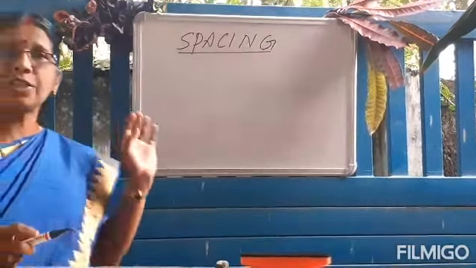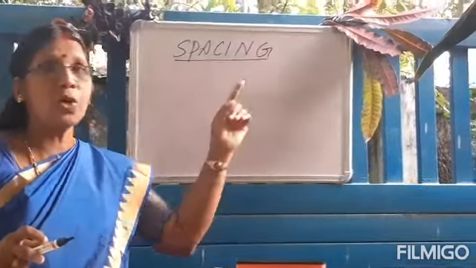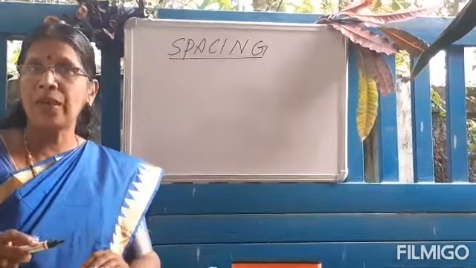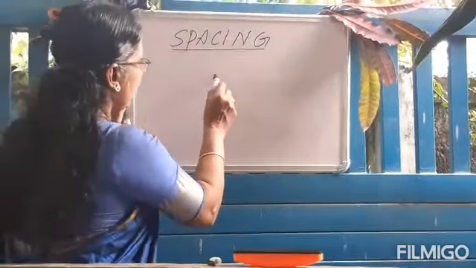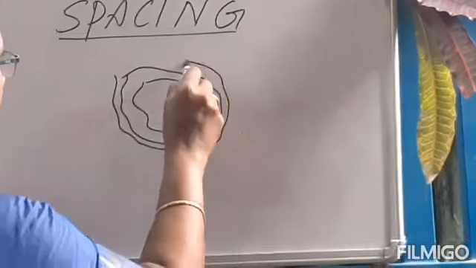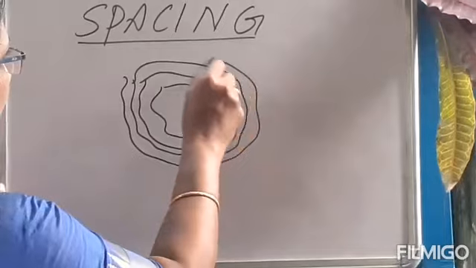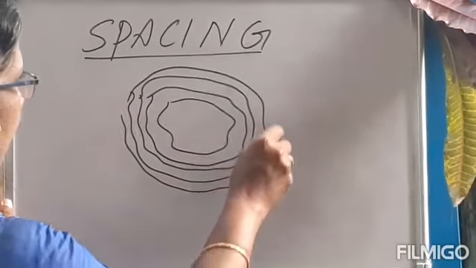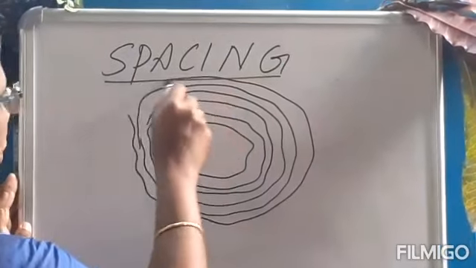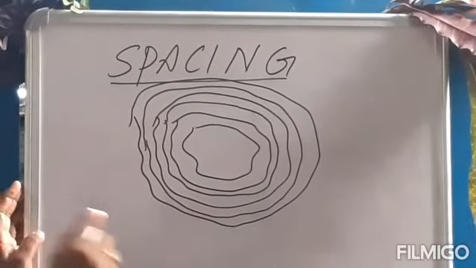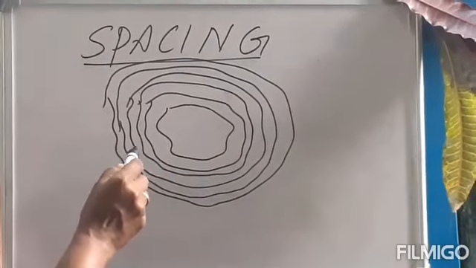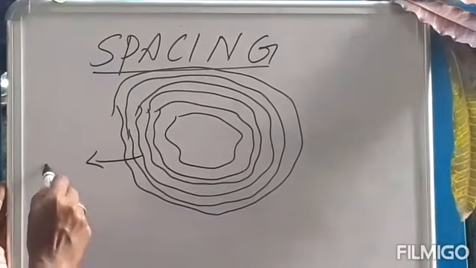Another important essential of contour is spacing of contour. Spacing of contour determines the slope of the land. Look at this picture. These are contour lines. These contour lines represent various slopes. Here contours are drawn close together. Such a contour represents steep slope.